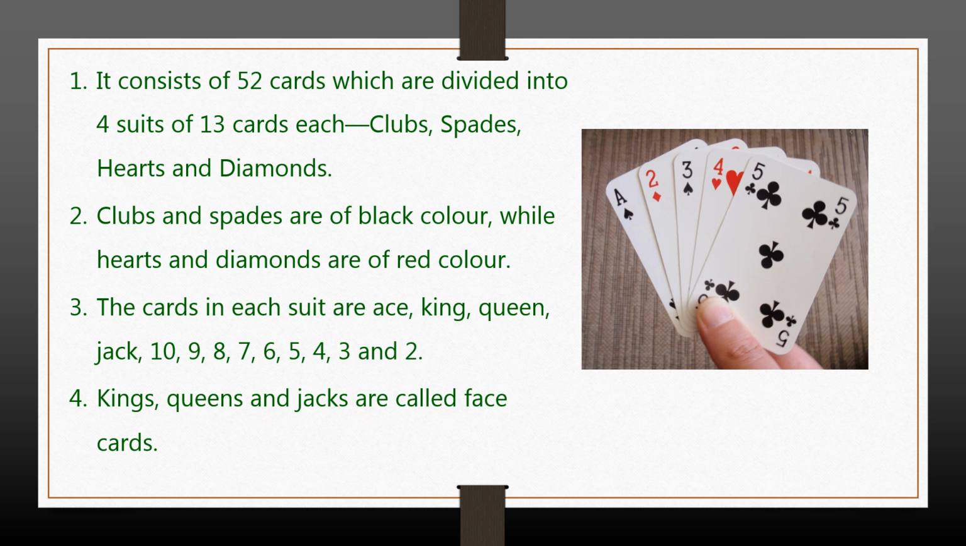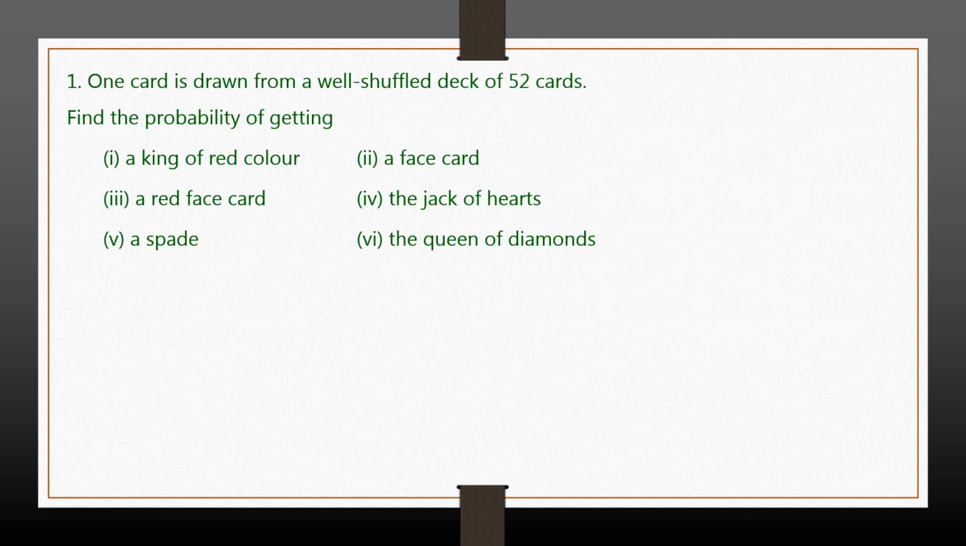These are some basic things which we should know to answer problems on pack of cards. Let us go to solve some problems on playing cards. Here I have taken: one card is drawn from a well shuffled deck of 52 cards. Find the probability of getting a king of red color, a face card, a red face card, the jack of hearts, a spade, the queen of diamonds.